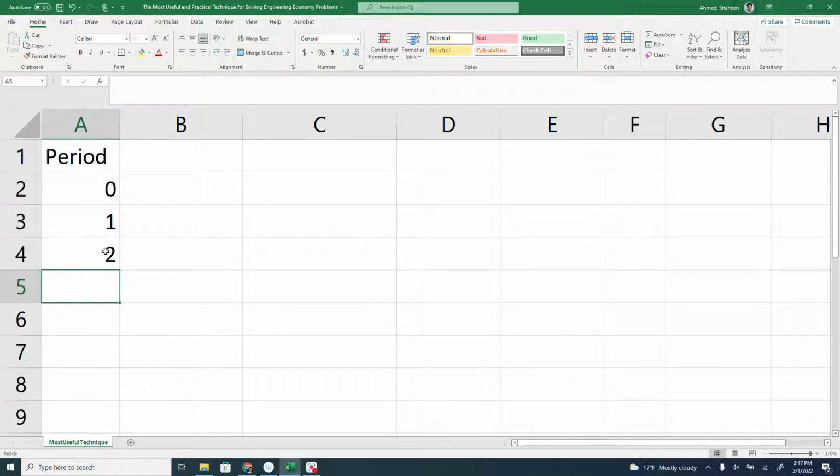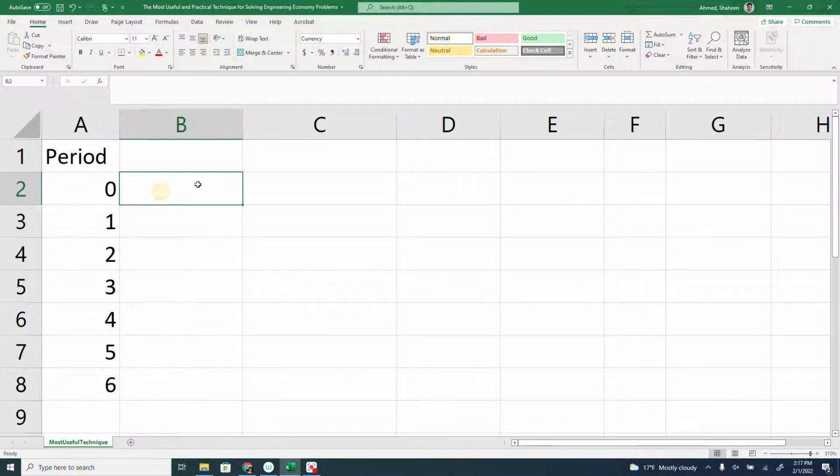So the first thing you're going to create is the cash flow table. Traditionally, as most textbooks show, you use the formulas or equations and the cash flow diagram. In Excel, we use a cash flow table.